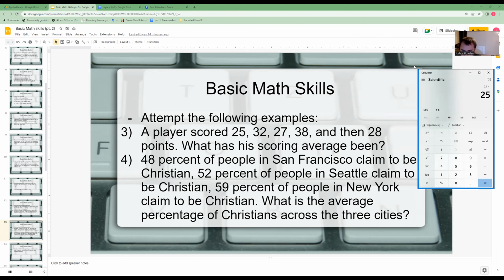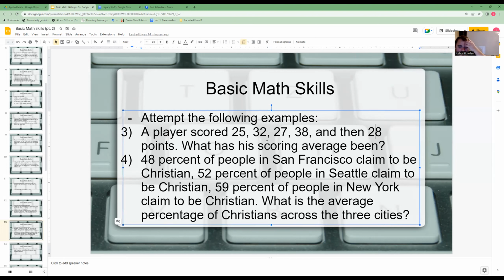25 plus 32 plus 27 plus 38 plus 28. So he scores 150 over 1, 2, 3, 4, 5 games. So divide by 5. He's averaging 30 a game. Yeah, that looks about right. Because look at your numbers. You have 28, 27, 32, very close to 30. 25, quite a bit below by 5. 38 is above by 8 to make up for these other two that were below. So yeah, 30 a game.